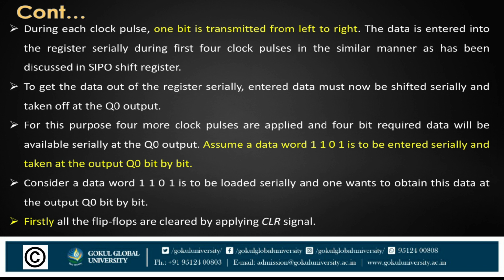So the data is entered into the register serially during the first 4 clock pulses, in the same manner as has been discussed in the SIPO shift register. To get the data out of the register serially, the entered data must now be shifted serially and taken off at the Q0 output. So for this purpose 4 more clocks are applied, and the 4-bit data will be available serially at the Q0 output.